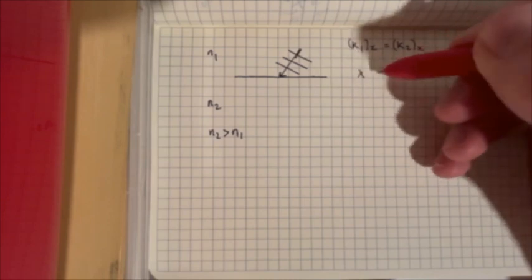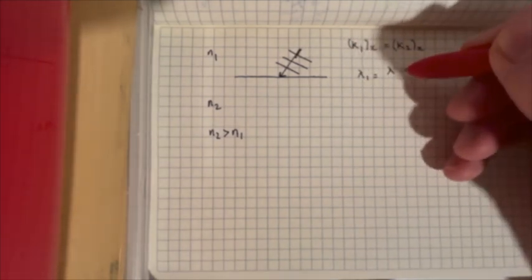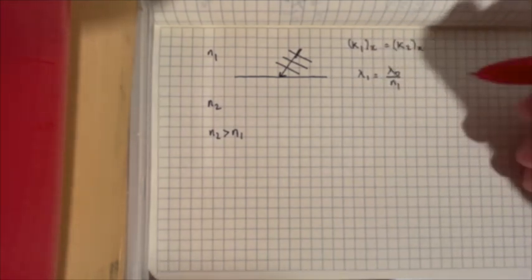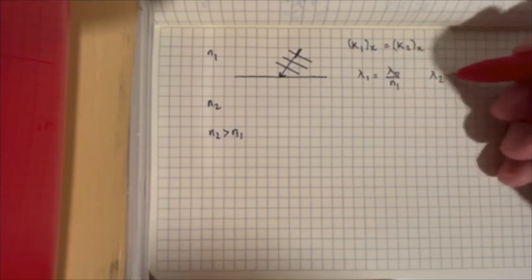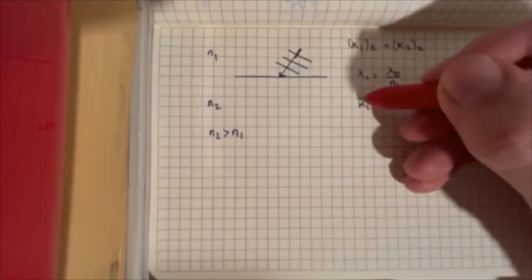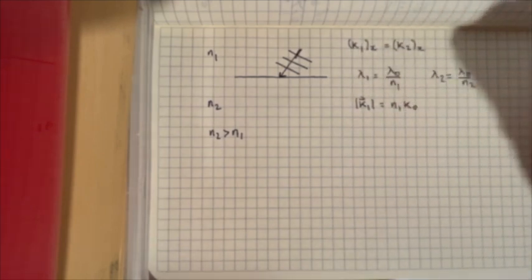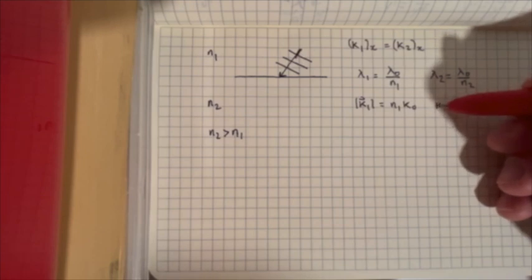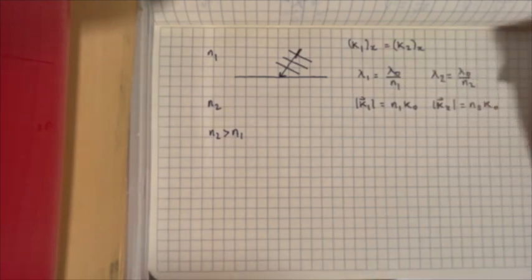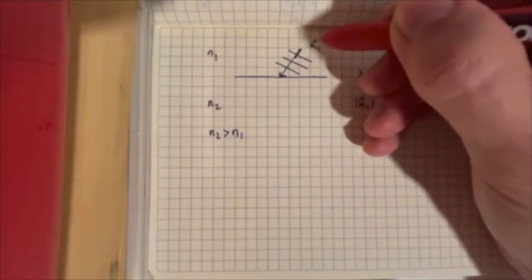We know that wavelengths shrink when they move to regions of higher refractive index. So if we're taking our wavelength in a vacuum to be lambda naught, then this is the wavelength in region 1, and then this is the wavelength in region 2, and the corresponding wave vector magnitudes will be the reciprocal relation. So k2 is n2 k0. And then, so this is our drawing of k1.